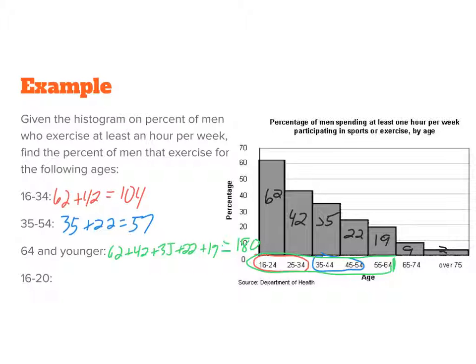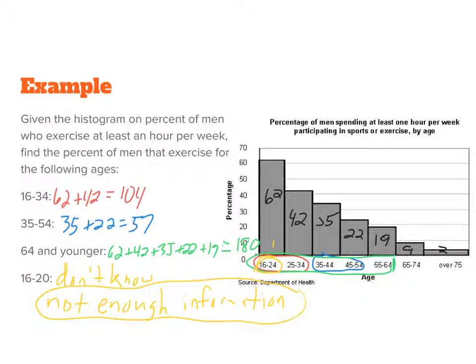For the last one, 16 to 20. Now you'll notice this age group goes from 16 to 24. It doesn't cut off at 20. So we don't know that information. Okay? We don't have that. There's not enough information to give that. So when we see this, we can put not enough information because we don't know how many between 16 and 20 because we're only given a bar between 16 and 24.